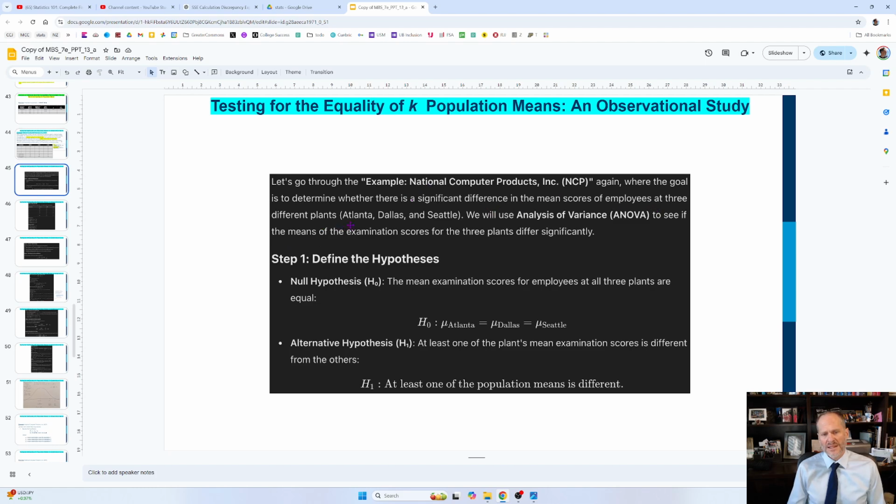So the goal is to determine whether there's a significant difference in the mean scores of employees at 3 different plants: Atlanta, Dallas, and Seattle. That sentence right there is gold. It's golden for this problem: determine whether there's a significant difference. And the fact that "significant" is in there is an important word.